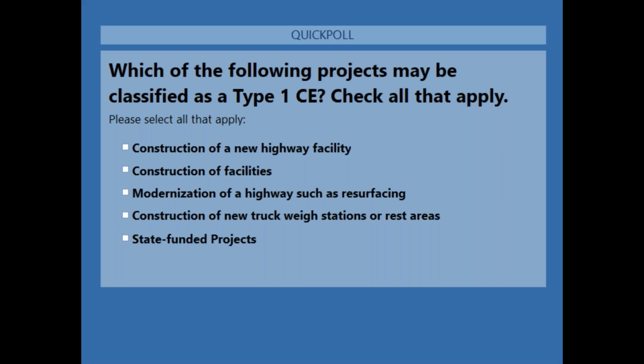So our poll question for the first one is, which of the following projects may be classified as a Type 1 CE? Check all that apply. And choices are construction of a new highway facility, construction of bicycle and pedestrian facilities, modernization of a highway such as resurfacing, construction of new truck weigh stations or rest areas, or state-funded projects. So I'll give y'all some time and we'll come back with the results.